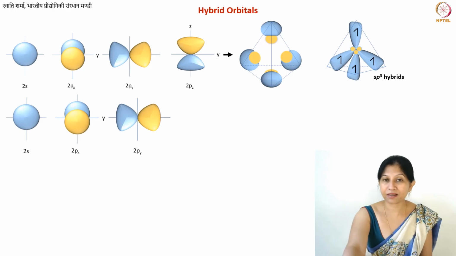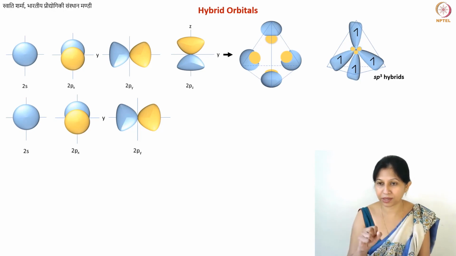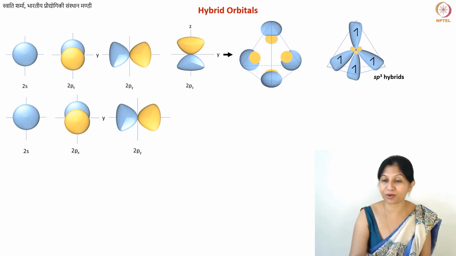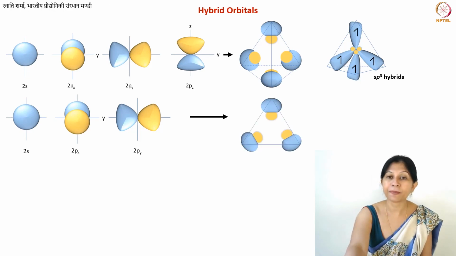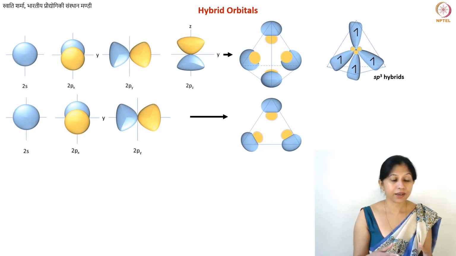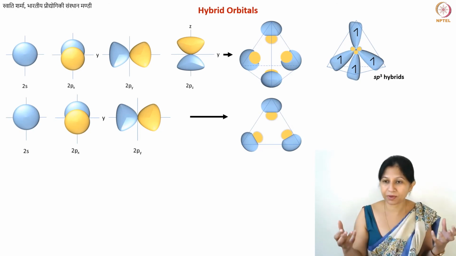What happens in the case of sp2? Now you have, as you can see here, one s orbital and 2 p orbitals. The third one is unhybridized. It does not participate in hybridization. In that case, you have this kind of shape.